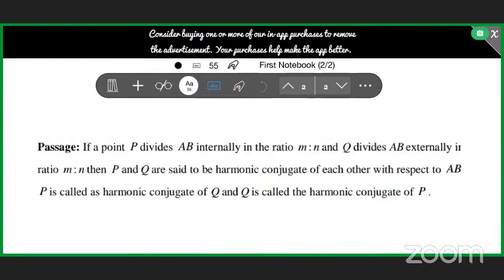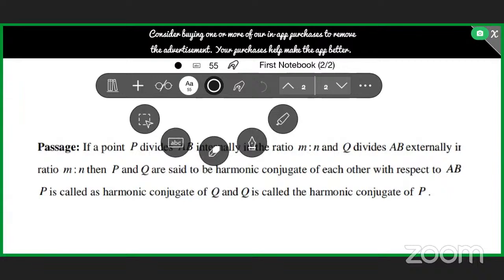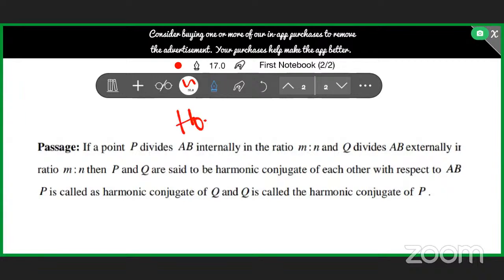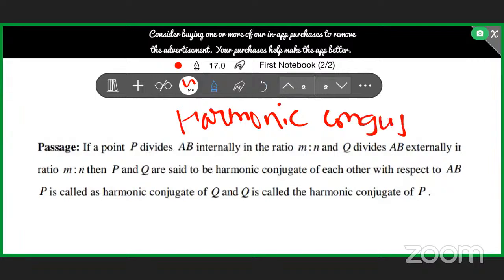So now we are going to discuss one topic we have skipped. We said that we'll discuss it later. The only left out topic in the basics of coordinate geometry is something called harmonic conjugate.